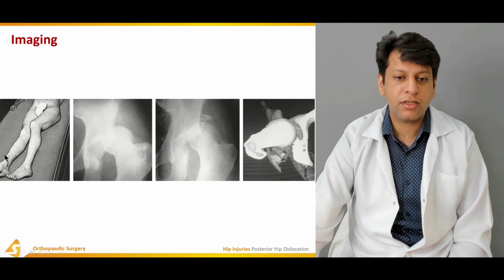Now this is the classical picture of a patient with a posterior hip dislocation. If you see, this is the leg, and if we compare the malleoli, it's slightly shortened. The knee and hip are slightly flexed with adduction as well as internal rotation at the hip joint.